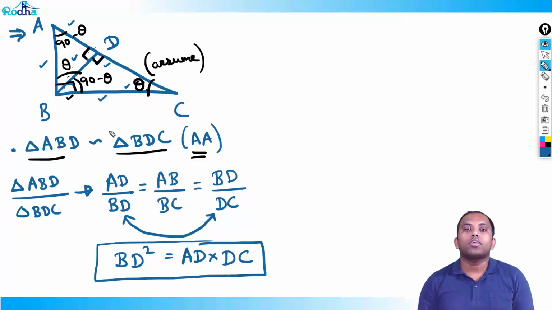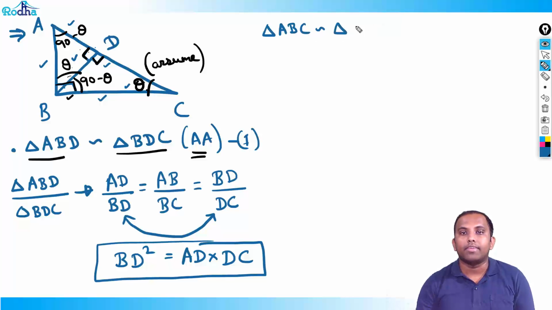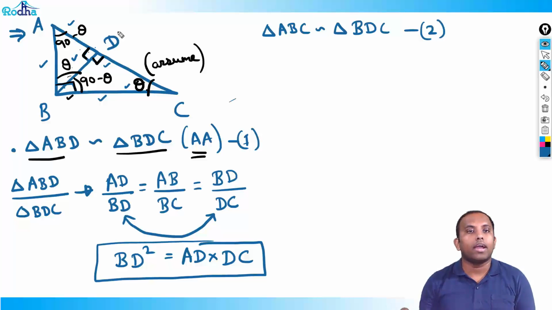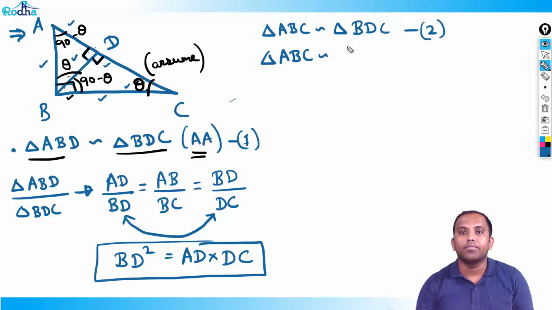Like this you can take any pair of triangles. This is the first pair I have taken, two smaller triangles. Now the second pair is also similar: I can take a bigger triangle. Triangle ABC is also similar to triangle BDC, by AA similarity, and again I can write the ratio the same way, because for both the bigger and smaller triangles all the angles are equal. Now the third one, triangle ABC is similar to the smaller one, triangle ADB.